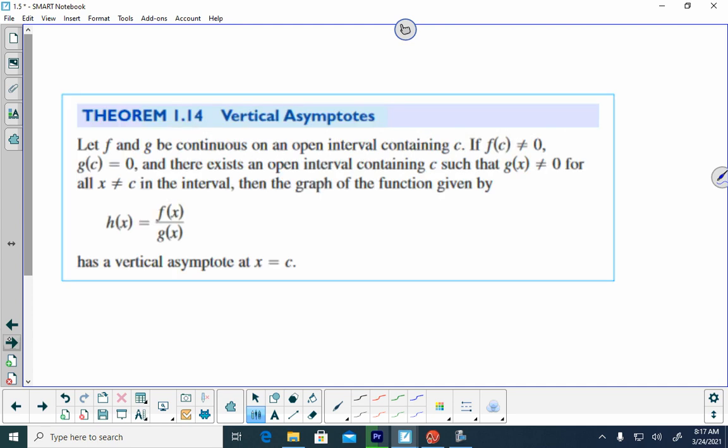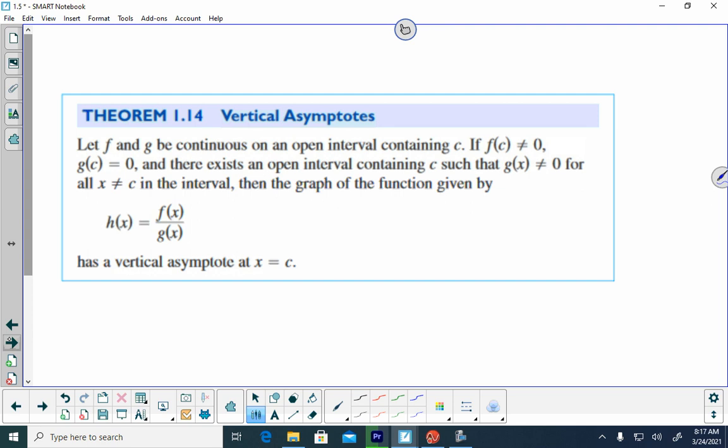So then they have this other definition for vertical asymptotes that says let f and g be continuous on an open interval containing c. If f of c is not equal to 0 and g of c is equal to 0, so your denominator is equal to 0, there exists an open interval containing c such that g of x is not equal to 0 for all numbers x not equal to c in the interval, then the graph of the function given by f divided by g has a vertical asymptote at x is equal to c. That just sounds so confusing.